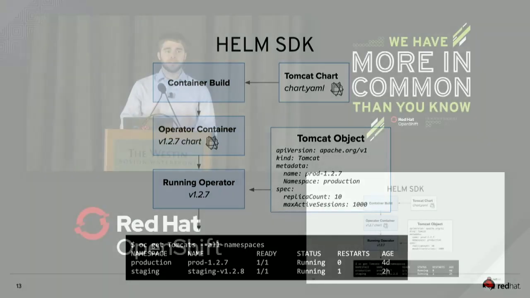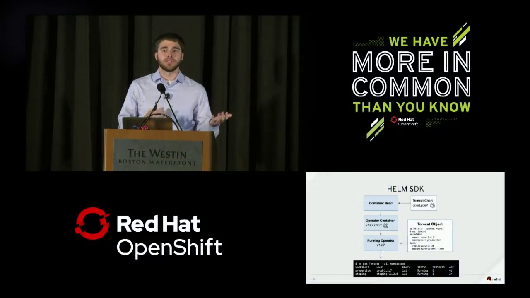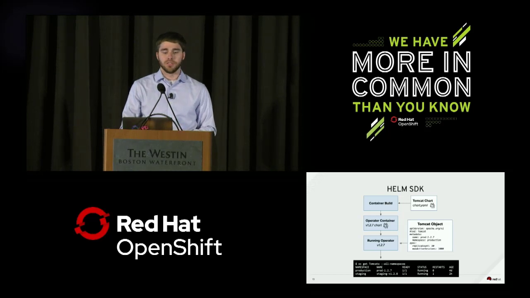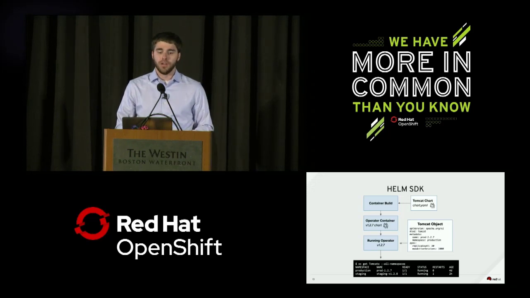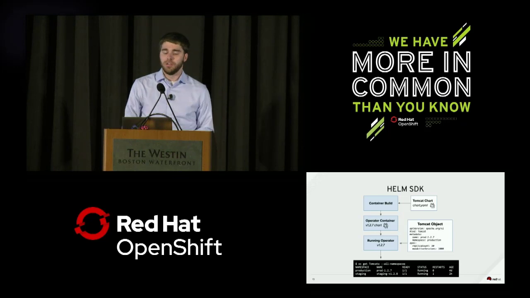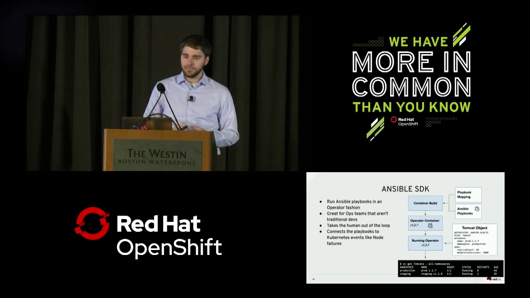And then because this is an operator and it's using some of the Kubernetes extension mechanisms, it fits right into OC or kubectl. So you can say get Tomcats in all namespaces, and you'll see that we've got our two namespaces, two different versions of our operator running there. And so that's really great. That's kind of the experience that you want. You get this common debugging across the cluster.